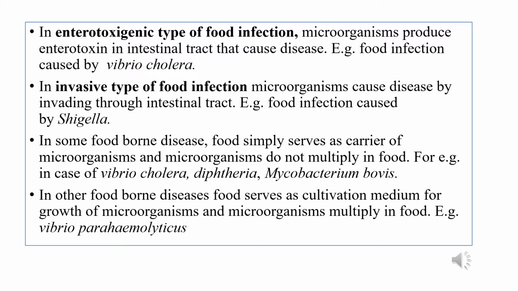Another type of foodborne disease is where the food is a cultivation medium for the growth of microorganisms, or simply the microorganisms multiply in the food. And there is one more type in which the microorganisms constantly replicate in the food, then enter the human intestinal tract where they multiply again and cause some kind of food infection. So these are the different types of food infection where either the food is a carrier or the food is a cultivator, which results in a food infection.